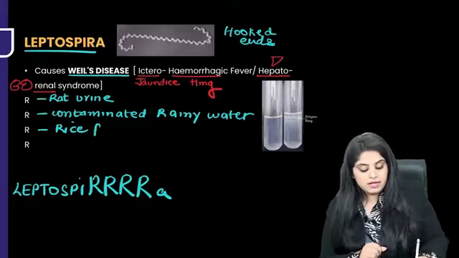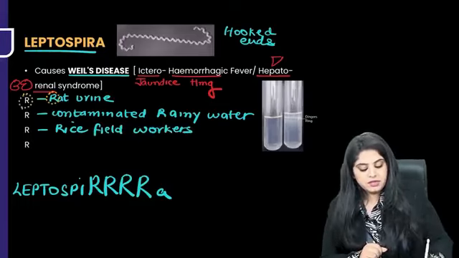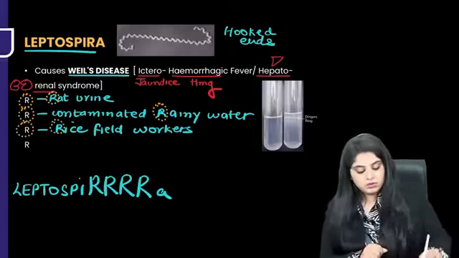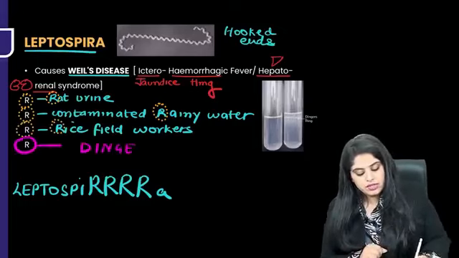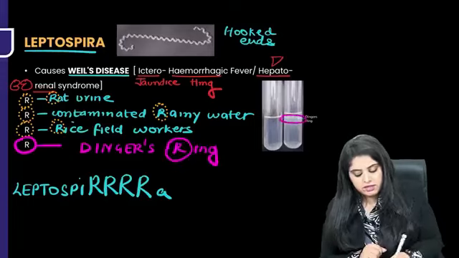The rice fields. So the rice field workers will basically get infected with it. So remember, whenever they say rat urine has contaminated rainy water and that has been affecting the rice water field workers, you know it is a case of leptospira. What is the last R? Because this tends to show you the Dinger's ring. And Dinger's ring is what you can see over here. Can you see there's a ring?